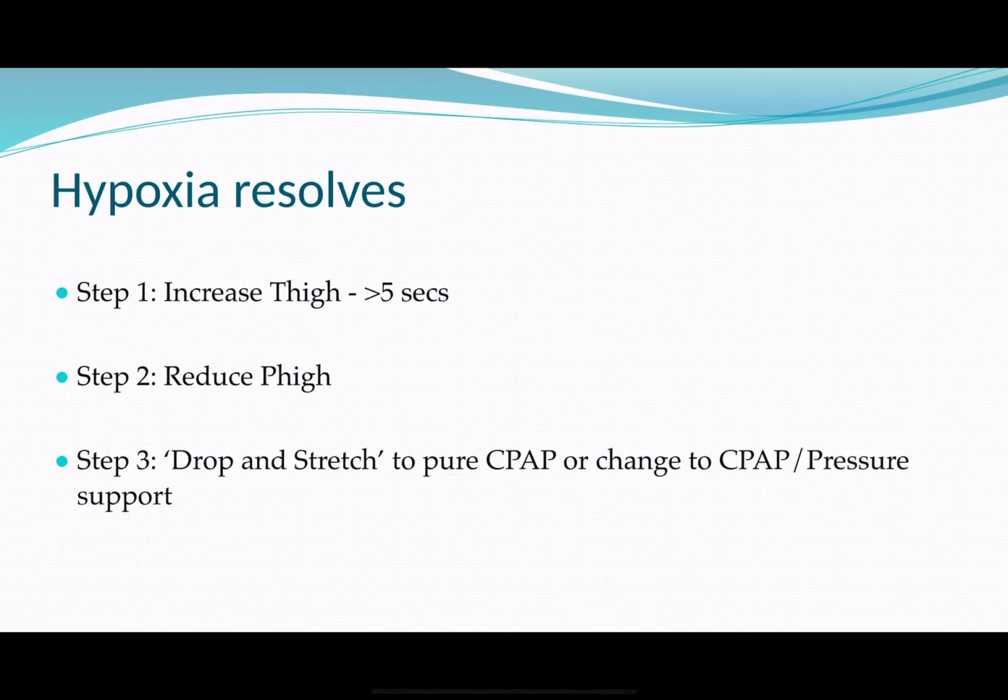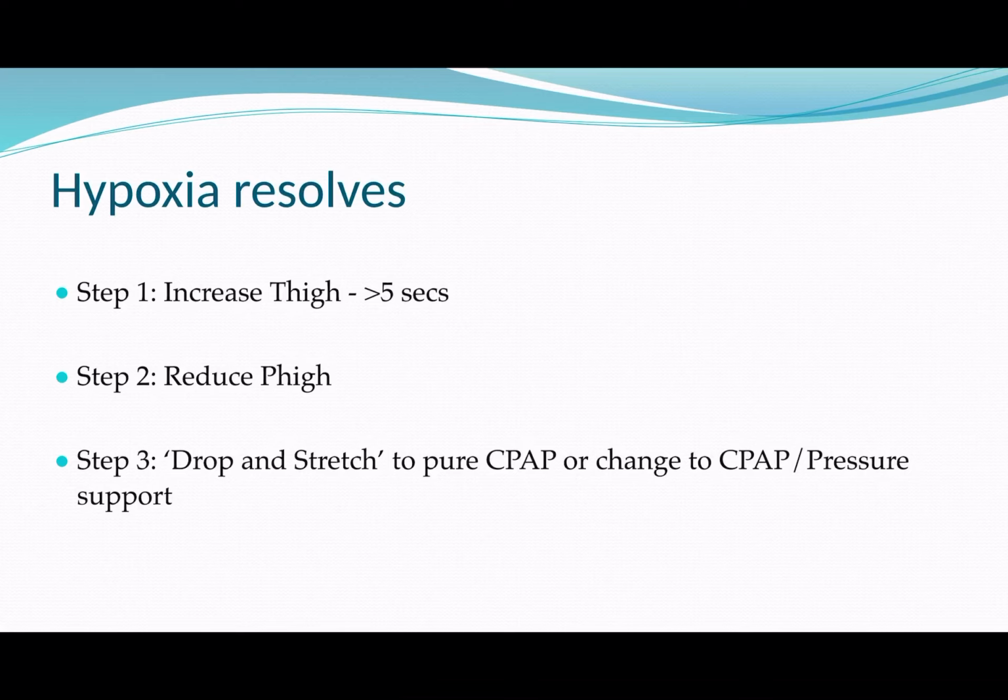So as hypercapnia starts to resolve, what you want to try and do is increase your T high. What does that do? Well, it reduces the number of releases, so the number of bulk flows of gas that you're getting. Why would that improve things?